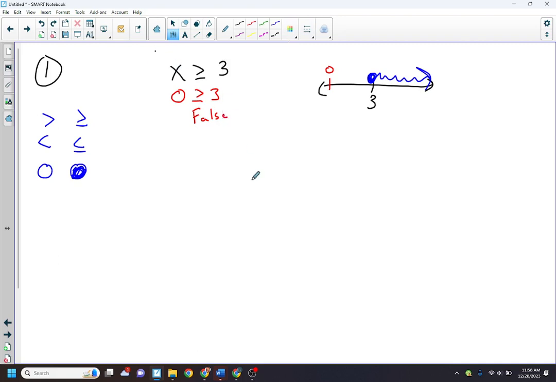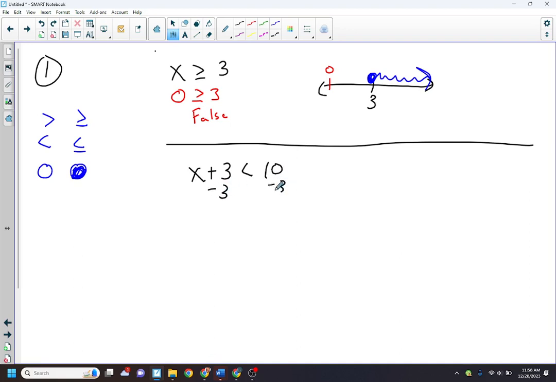When it comes to solving inequalities, it's the same thing as equations. There's just one rule that you have to maintain, okay? So let's say x plus 3 is less than 10, minus 3 minus 3. Nothing changes really. Still x is less than 7. It's just like solving an equation.